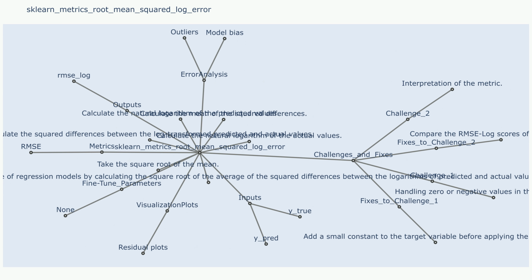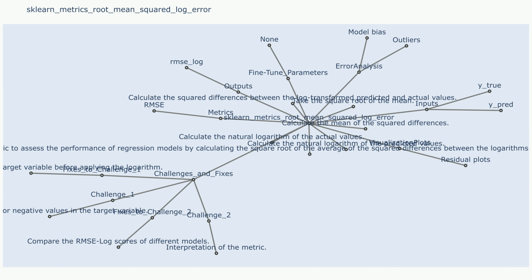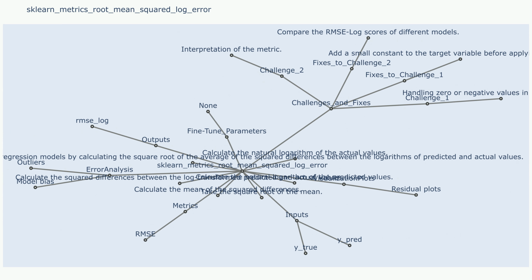It is a 1D array-like structure containing the actual values for each data point. y_pred, the predicted target values. This is also a 1D array-like structure containing the predicted values for each data point by the model. Outputs: RMSLE, a scalar value representing the root mean squared logarithmic error. This value is typically non-negative, with a lower value indicating better model performance.